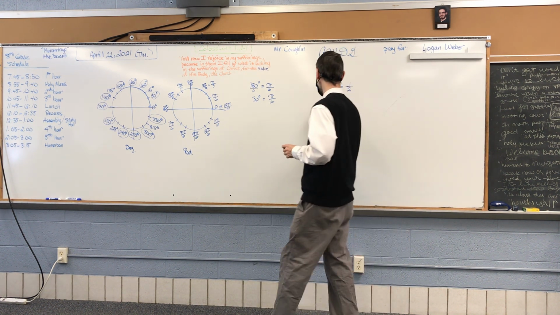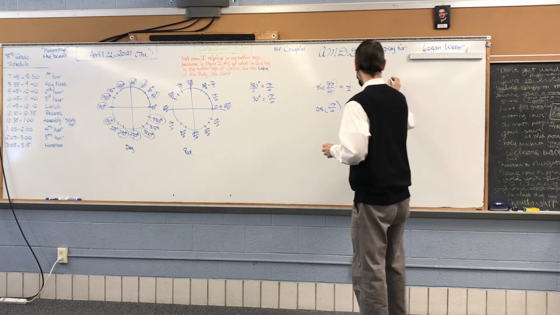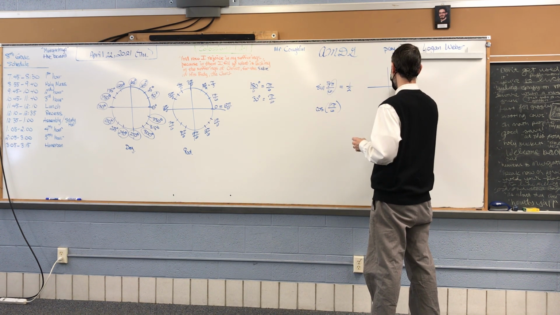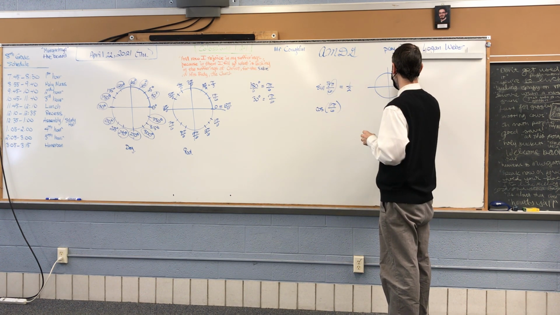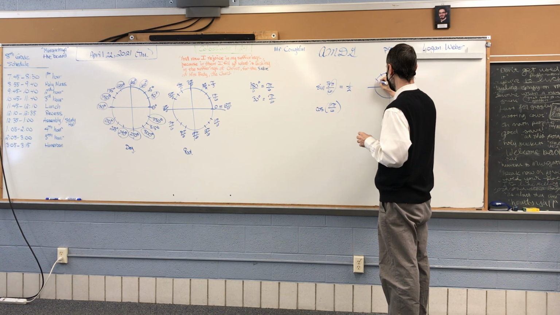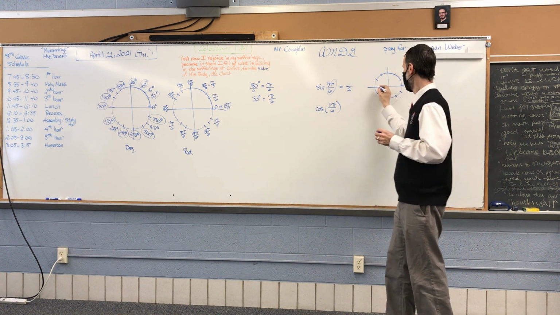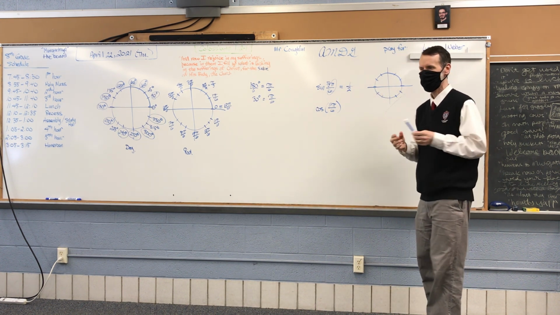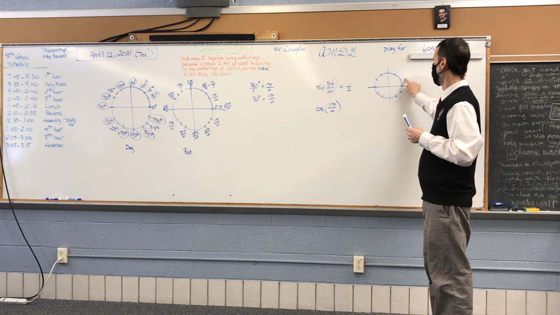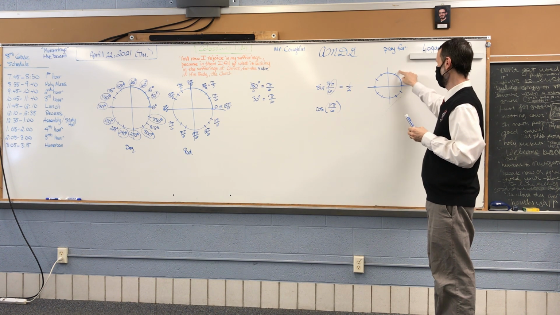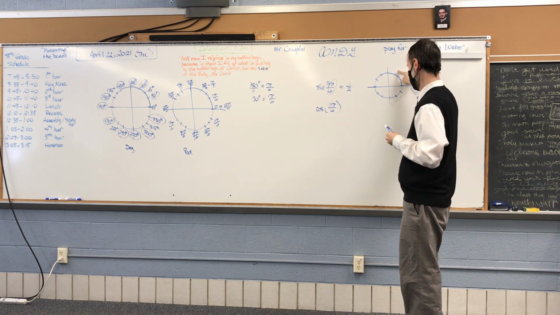Let me try another one. Cosine of 11 pi over 6. Now I'll draw, you don't have to, but I'm going to draw a fresh circle. I'm just going to mark the multiples of pi over 6, which I remember is 30 degrees. Let me show you. It's a lot easier than you think. Somebody tell me where this is in radians. Pi over 6. What's this? Pi over 3. True, but give me the unsimplified. Oh, 2 pi over 6.